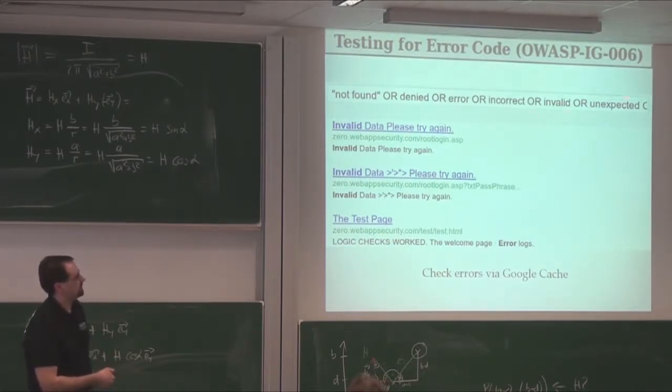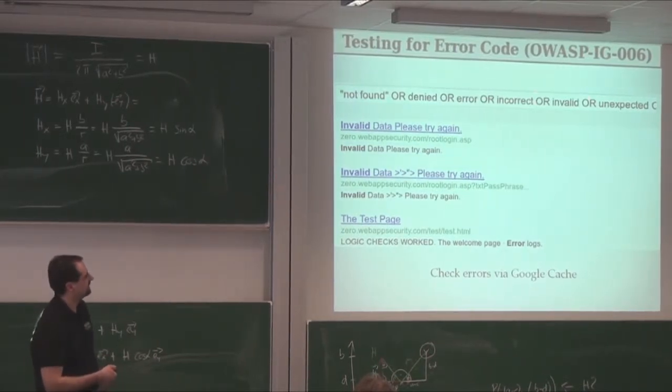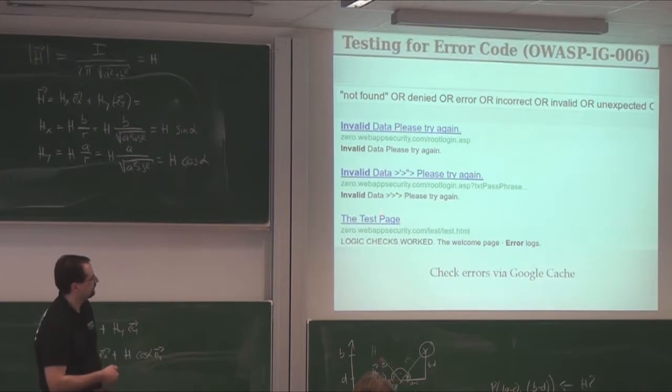And then if you find no results, you move on. And if you find results, then you might want to tweak it a bit. But in this case, you can see the blanket search worked really well. And it found all the errors very quickly. If you find errors in a website, you can also check them through the Google cache as well.